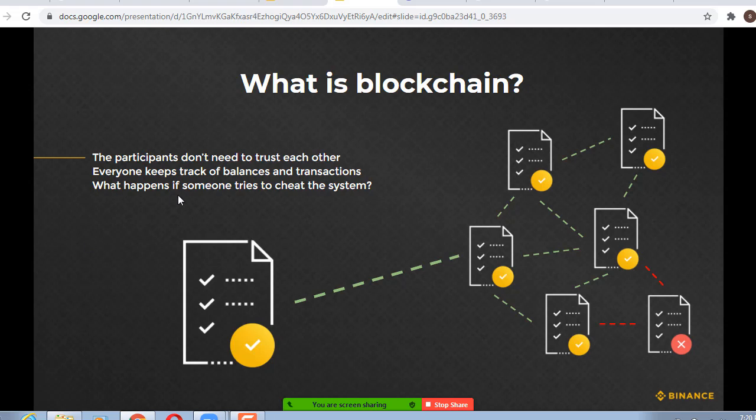So what happens if anyone tries to cheat the system? It will automatically be rejected, because every other person has the same record. So when you try to change your own record, every other person will reject it because it's not part of what they have. That is how the blockchain works.